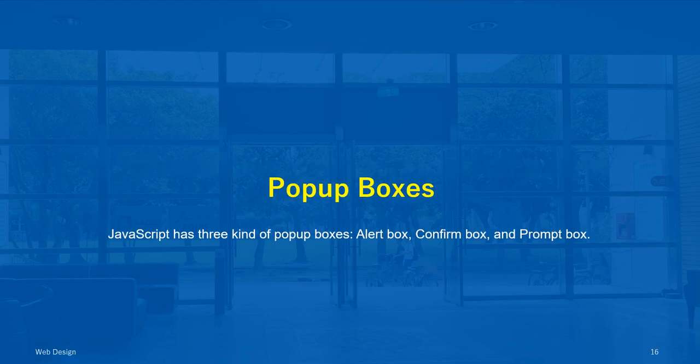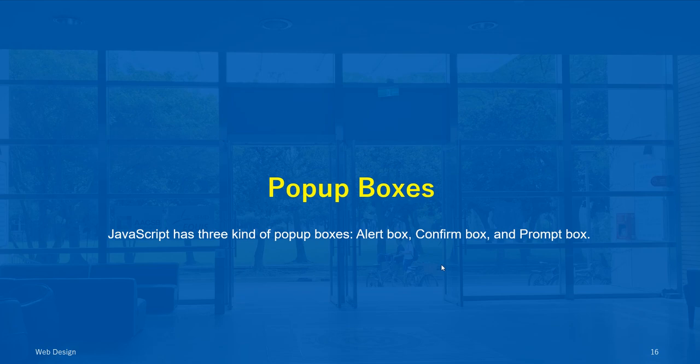And actually, JavaScript can interact with users, and there is a series of approaches to respond to our users. We have three kinds of pop-up boxes. The first one is the alert box, which just sends an alert to our user to warn them that they need to take care of something. And the second one is the confirm box.